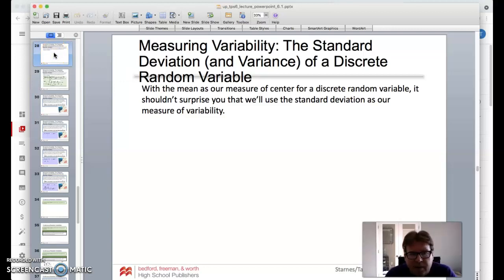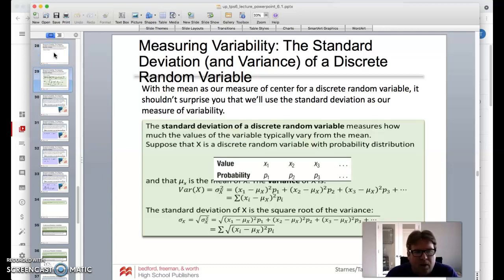All right, so we come back to section 6.1 here. We're going to talk about the standard deviation and variance of a discrete random variable. Now, since we use the mean as our measure of center, it shouldn't be too surprising that we would use standard deviation for our variability.